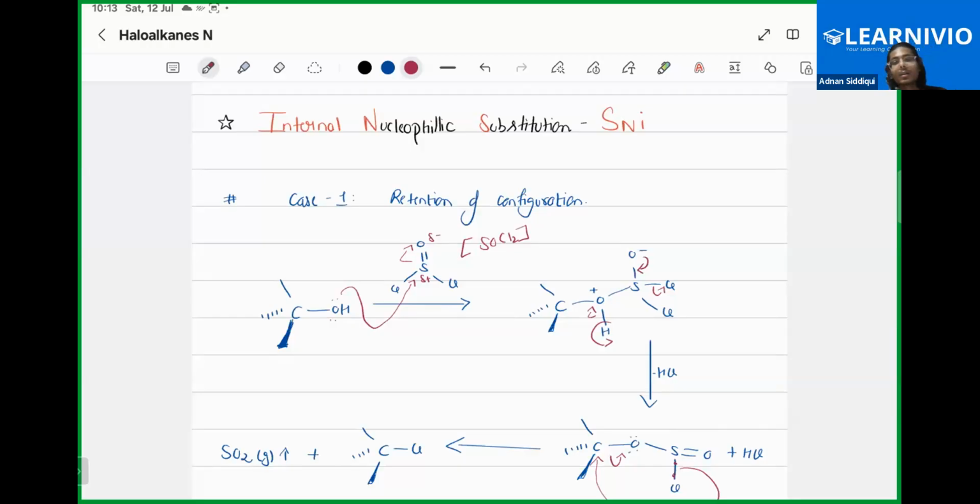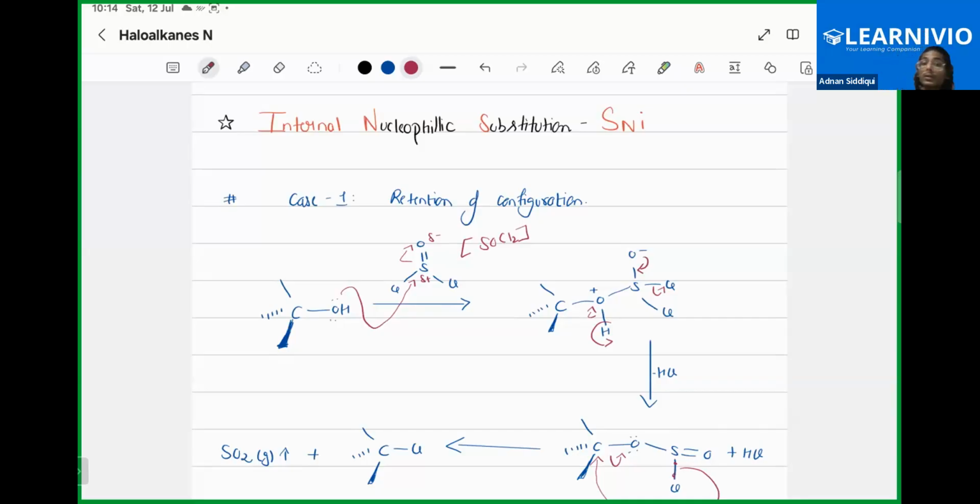Do you remember it or not? The Darzens method. Does it ring any bells? You remember the Darzens method where we reacted alcohol with SOCl2, thionyl chloride? I mentioned something: if we are using pyridine, then we get inversion. If we are not using pyridine, then we get retention. I told you something like that in that class, right?